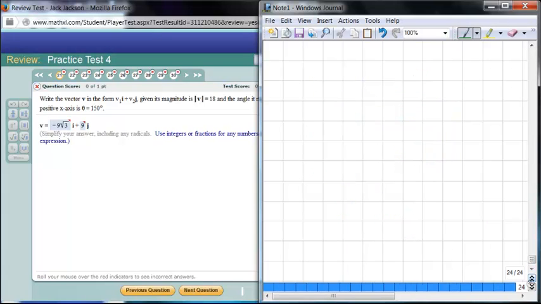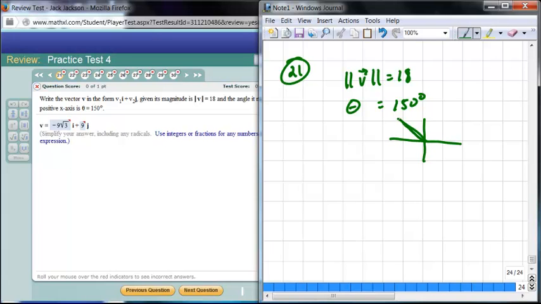Okay, now we're given a vector in magnitude and direction form. We're given the norm of the vector is 18, its magnitude, and the angle it makes with the positive x-axis is 150 degrees. So if this is the x-axis, the vector is right here, 150 degrees, which leaves 30 degrees here. We want to resolve that into components. And this is 18, so pretty easy.